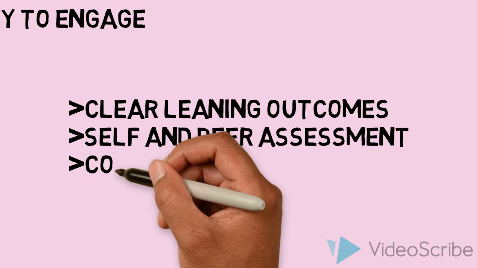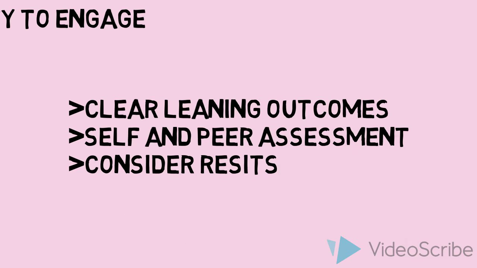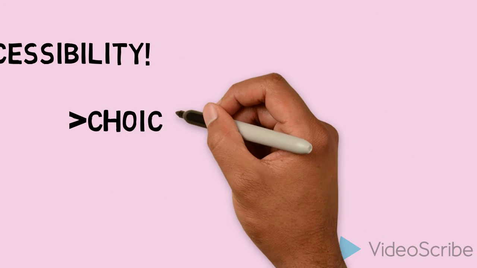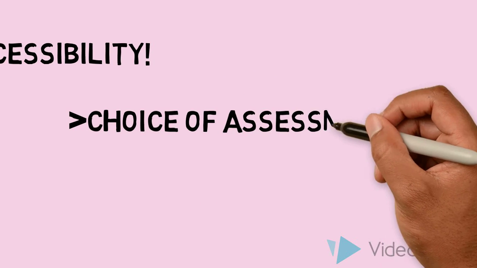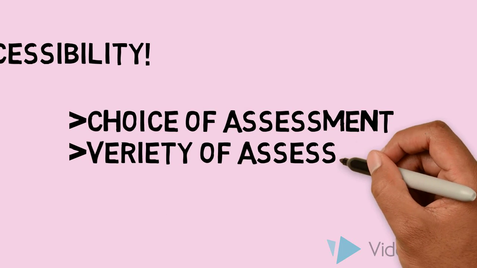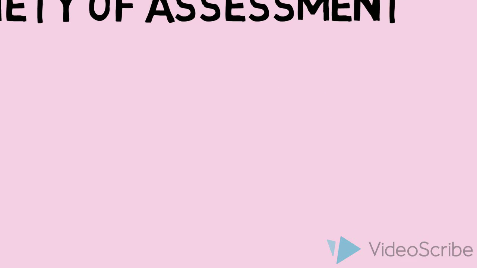The student should be given self and peer assessment. Consider resets when setting assessments. Assessment needs to be accessible, taking into account students with diverse needs. Offering a choice of assessments in a unit can improve accessibility, as well as offering a variety of assessment methods across the course.